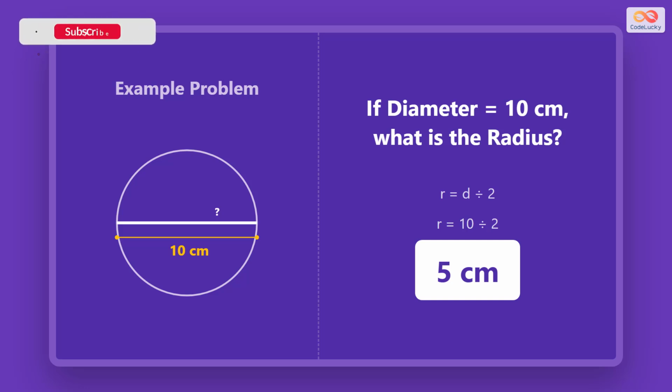Let's try a quick example. If we have a circle with a diameter of 10 centimeters, what is its radius? Using our formula, we know the radius is half of the diameter. So, we divide 10 by 2, which gives us a radius of 5 centimeters.